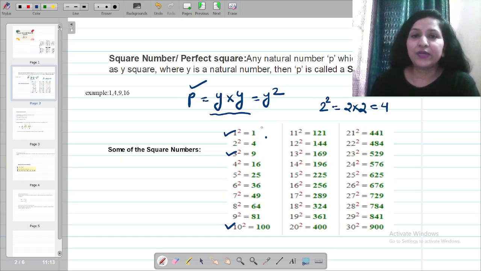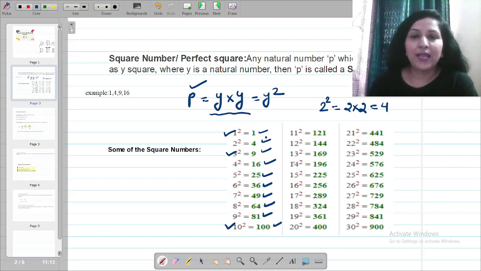Now, a very interesting thing you can note here is between 1 to 100. If I give you a question, between 1 to 100, how many square numbers are there? So you can see here 1, 4, 9, 16, 25, 36, 49, 64, 81 and 100. Only 10 square numbers are there.